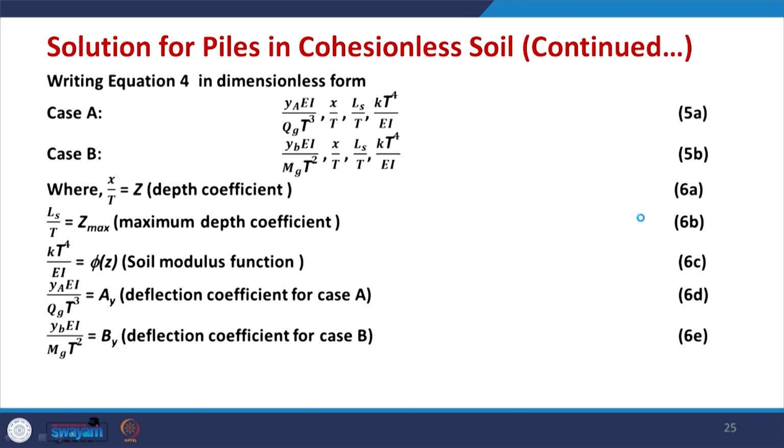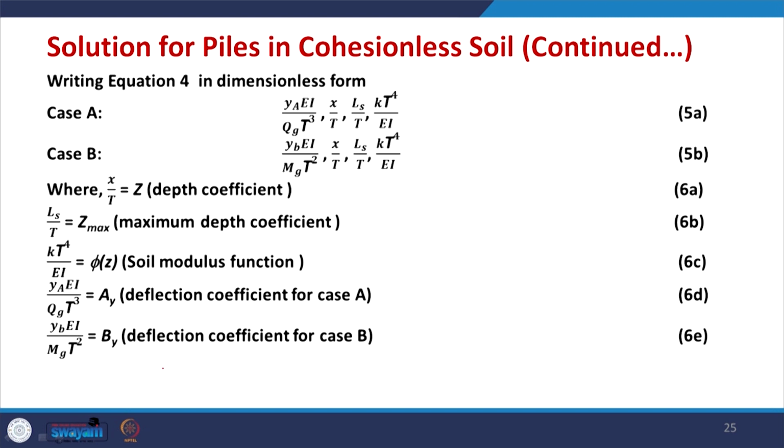It is shown here for case A, the deflection can be normalized with respect to Ya times EI divided by Qg T cubed. So, all these will be dimensionless. Here T is the relative stiffness factor; then x by T, Ls by T, K T to the power 4 by EI. You could observe that in all 4 terms T comes into the picture, and the same is true for case B. Now let us see what these different parameters are. x by T is dimensionless and is represented by capital Z, called the depth coefficient. Then Ls by T is the maximum value of Z, which is Z max, the maximum depth coefficient. The next, K T to the power 4 by EI, is the soil modulus function, represented by phi Z.